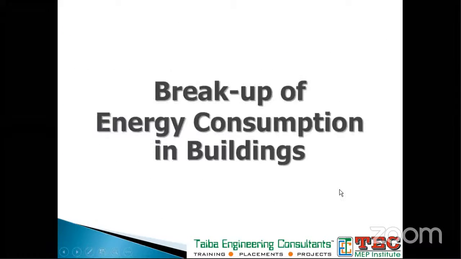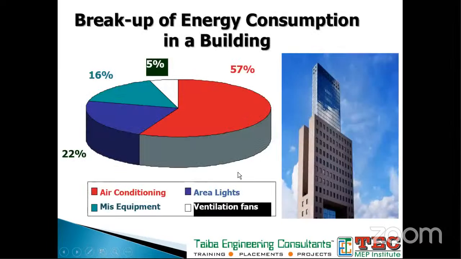So now when we try to break up the energy consumption in buildings, we'll be able to find out that around 57% power is consumed by our air conditioners alone. And then we have 5% power that is being consumed by the ventilation fan. You may have basement car parking ventilation, kitchen ventilation, toilet exhaust system. So that may consume around 5%. So when you total up, generally for a building, it may be around 62%. So more than 60% power is consumed by HVAC system, which is a major and biggest guzzler of power consumption.